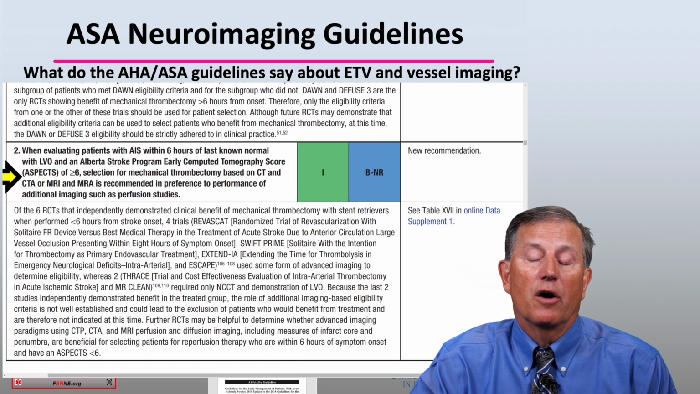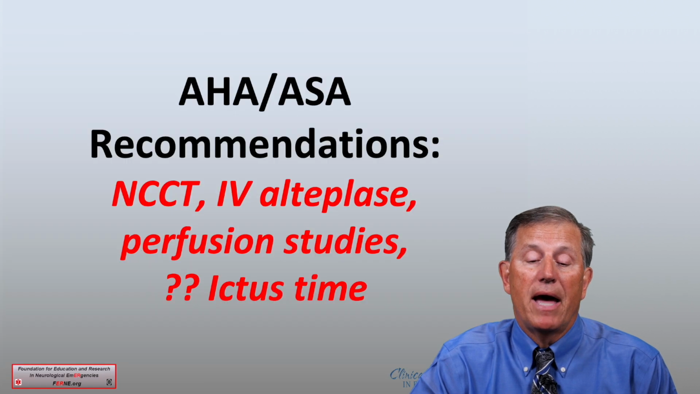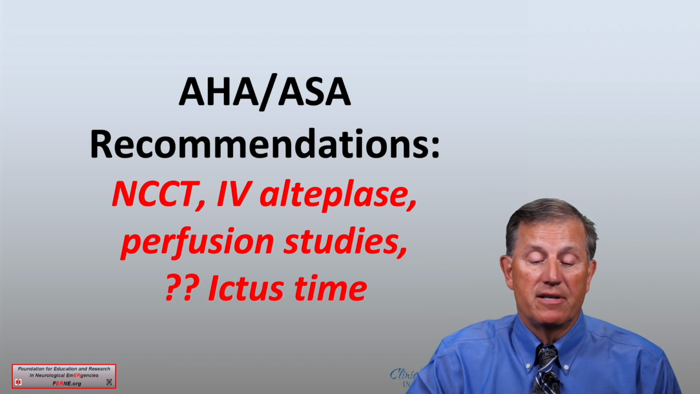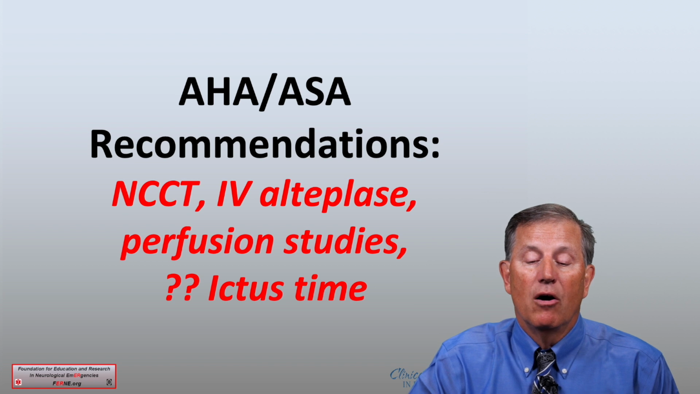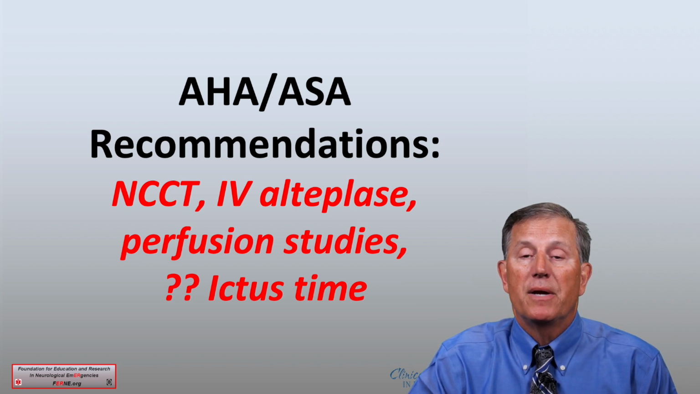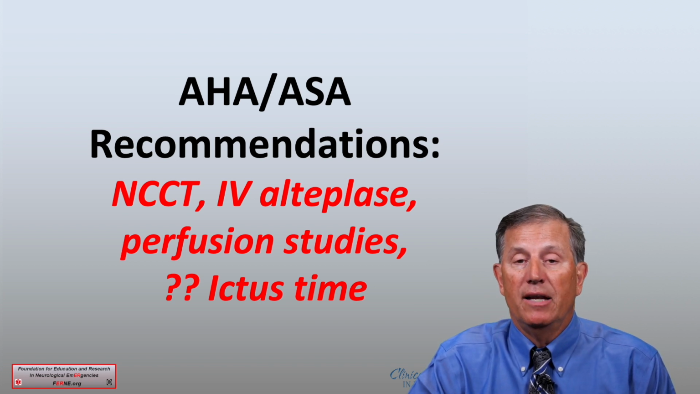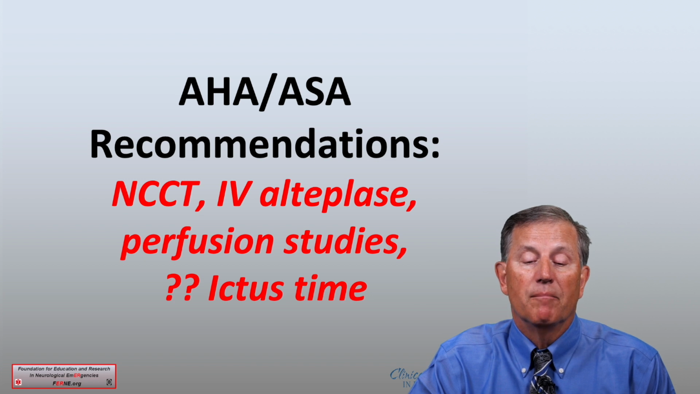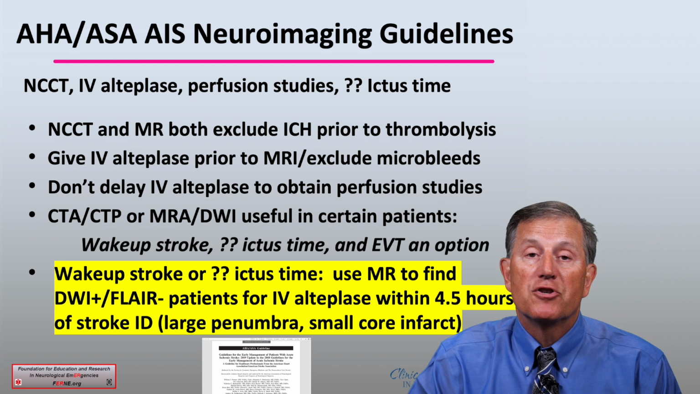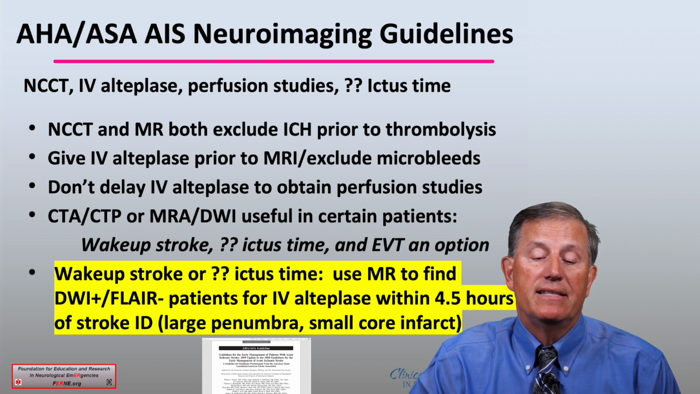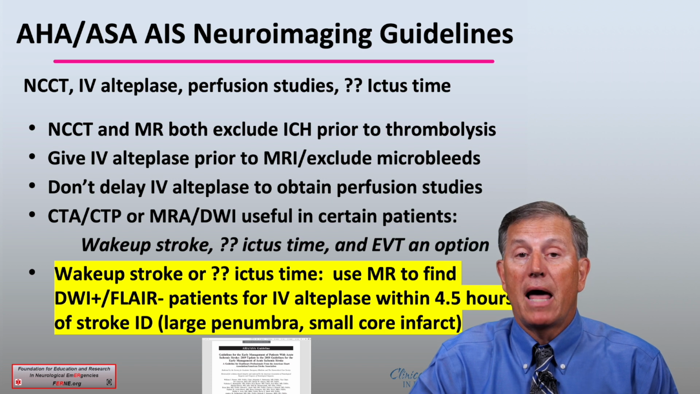But let's go to our conclusions so that you understand best what these recommendations tell us. What about the use of non-contrast CT, IV alteplase, or other thrombolytic therapies, perfusion studies, and in those with unknown ictus time? What do the recommendations say? The recommendations state that non-contrast CT and MR both exclude intracerebral hemorrhage prior to thrombolysis, so you don't have to do MR studying.